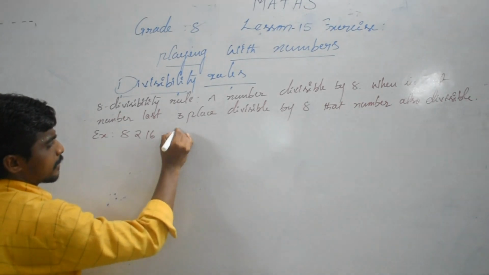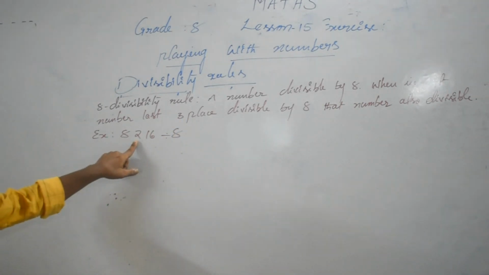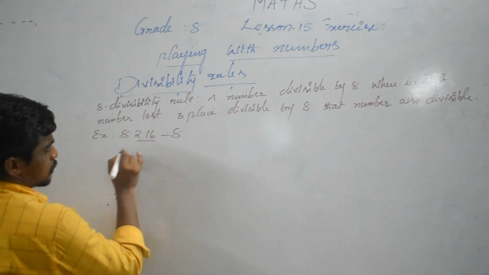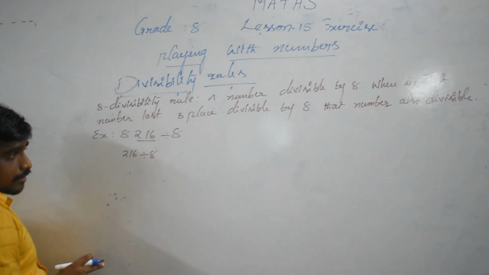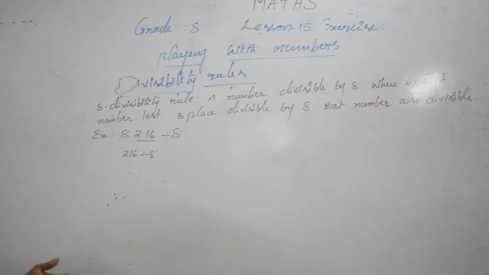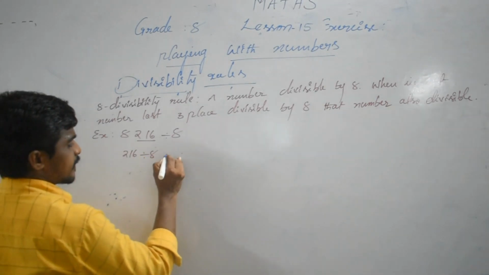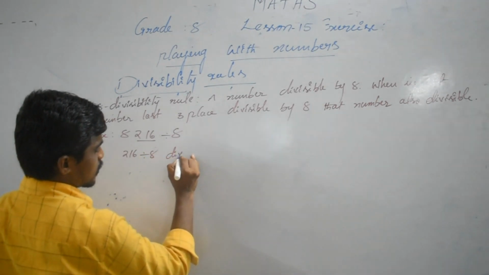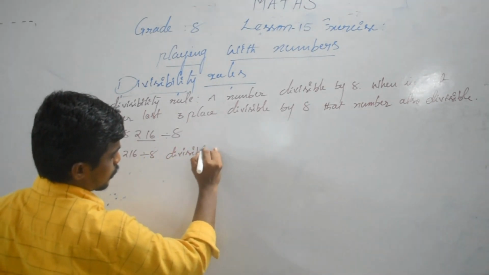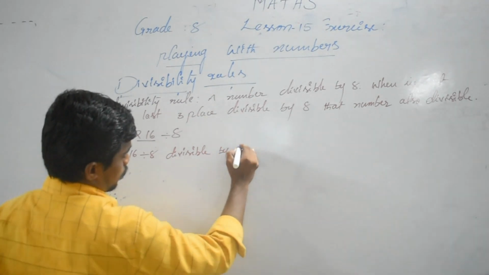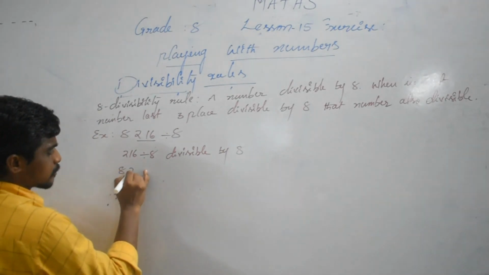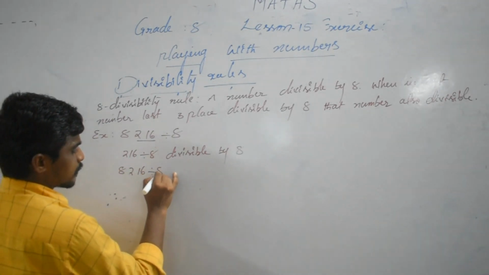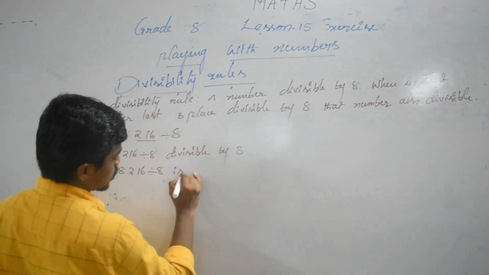Example: 8216 divided by 8. So here the last 3 digits, 216 divided by 8, are divisible or not? 8 2s are 16, 8 7s are 56, 216 is divisible by 8. So 8216 divided by 8 is divisible.